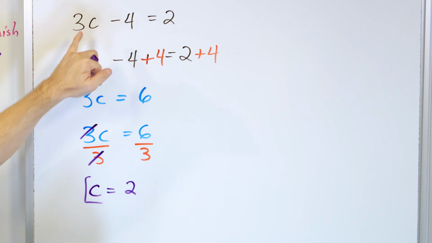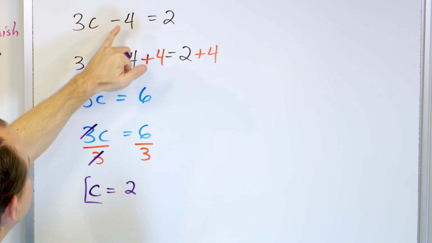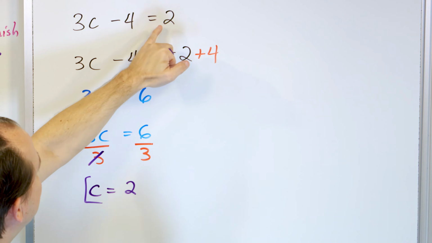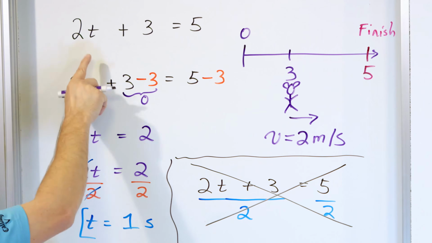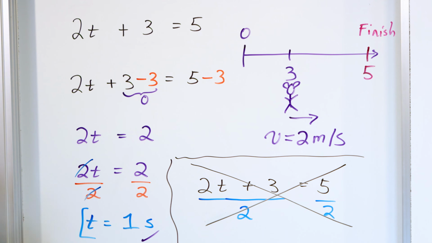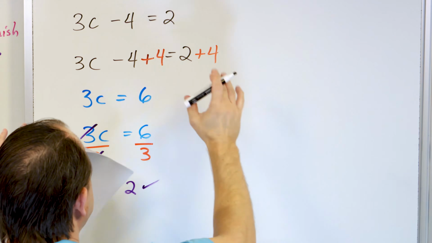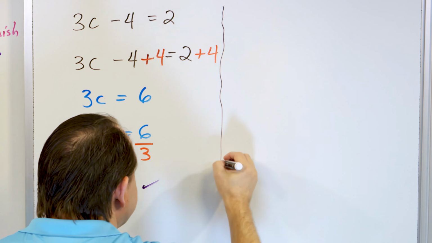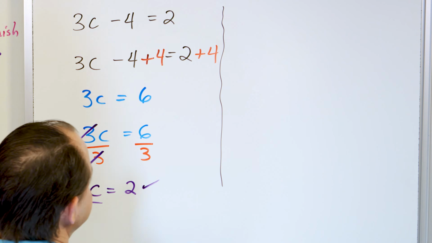Check yourself. Put it in there. 3 times 2 is 6, because from order of operations, we do multiplication first before subtraction. So 6 minus 4 is 2, and that means this is the right answer. Same as when we put 1 in here: 2 times 1 is 2, plus 3 is 5, so we know that this is the right answer. So in general, when you're doing things that involve multiplying and adding and so on, usually you're going to do the addition or subtraction first before the multiplication.